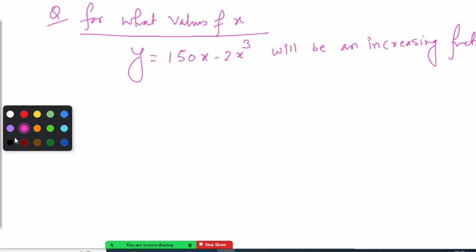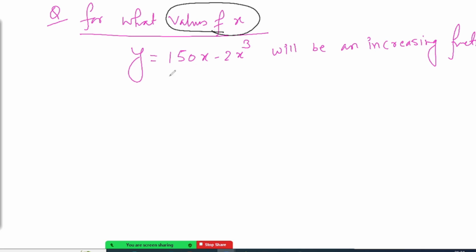Okay, so let us see. We have to find those values of x for which the expression y = 150x minus 2x cube will be an increasing function.